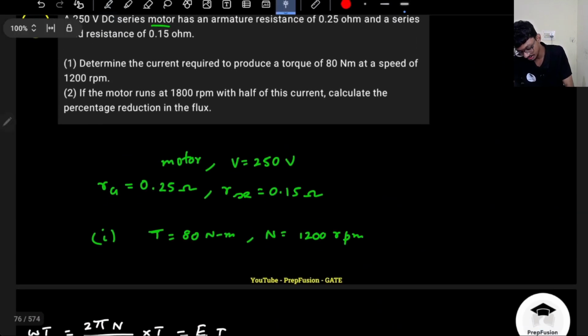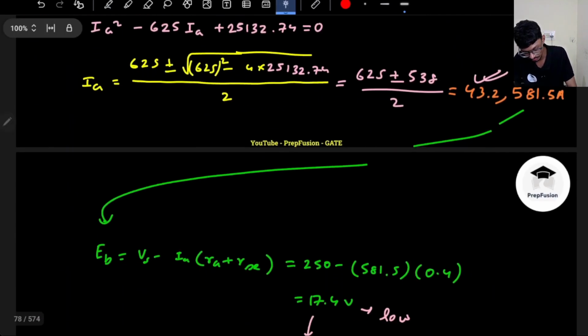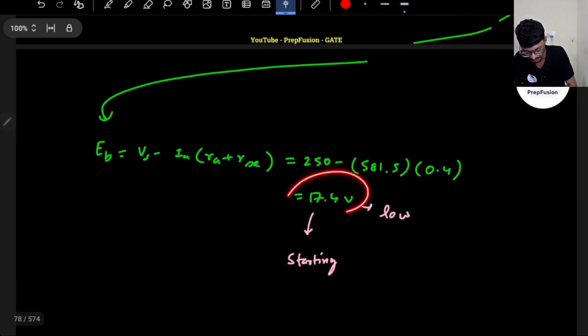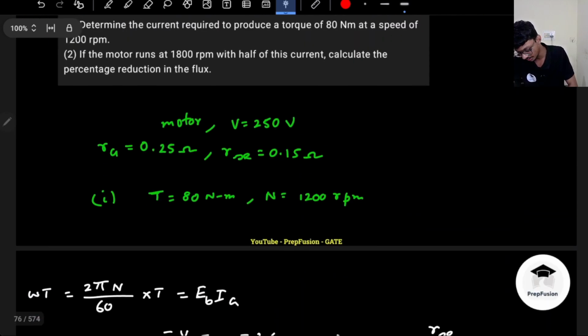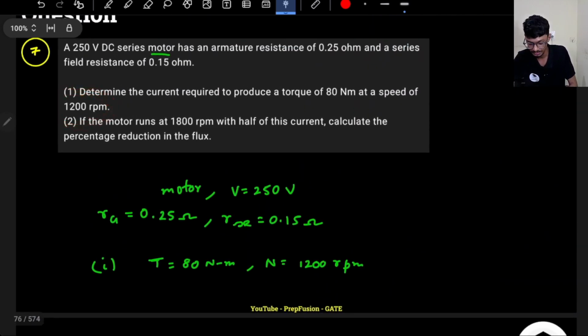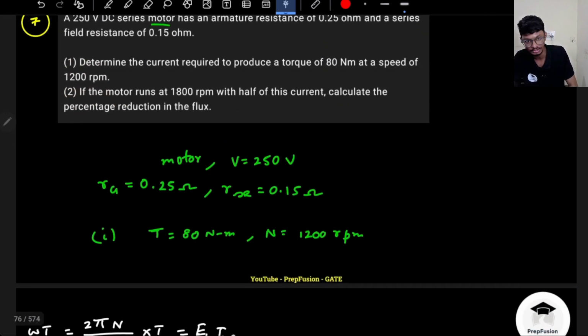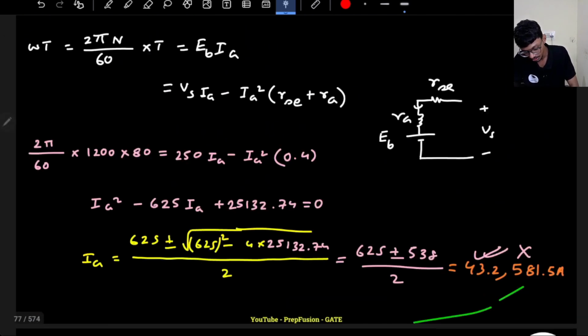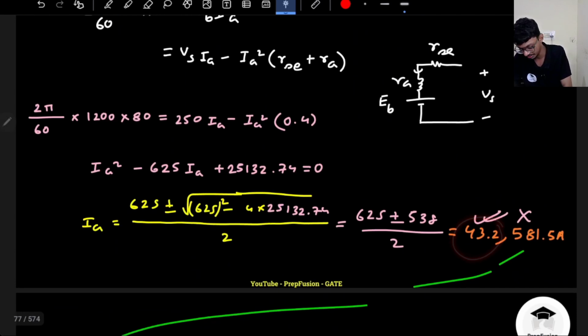Because this is the case when the machine is starting, this back EMF is this low when starting, but here they have already told me that the machine is rotating at a speed of 1200 rpm, very high speed, right? So I will neglect that case. So the armature current will be 43.2 ampere. This will be the answer for the first part.